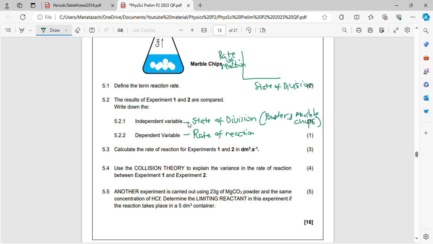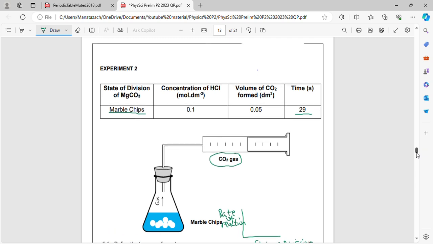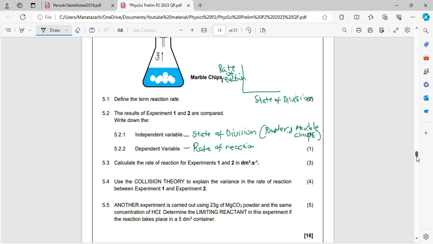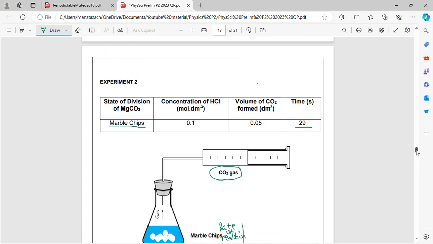Now 5.3: calculate the rate of reaction for experiment 1 and 2. Okay, for experiment 2, let's work it out. Let's look at the units. We need to present the rate of reaction in terms of dm cube per second. Now let's calculate for experiment 2.